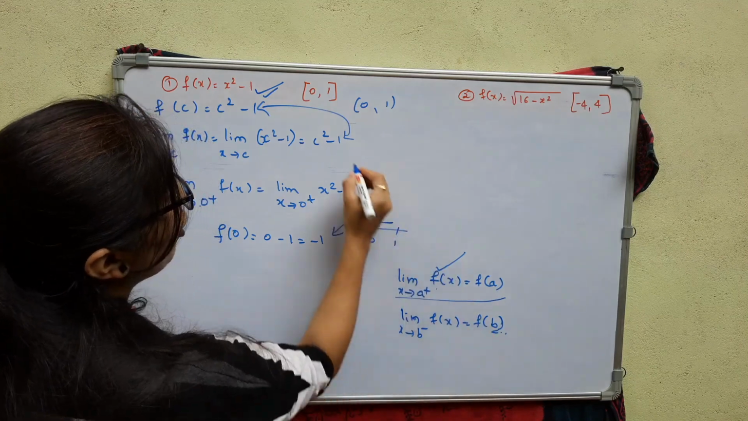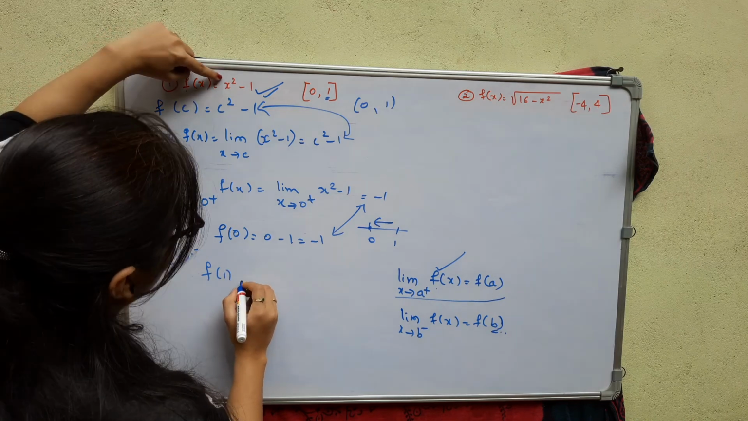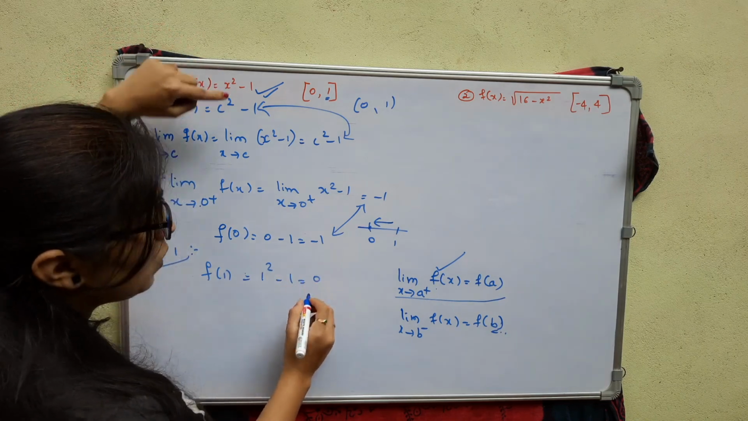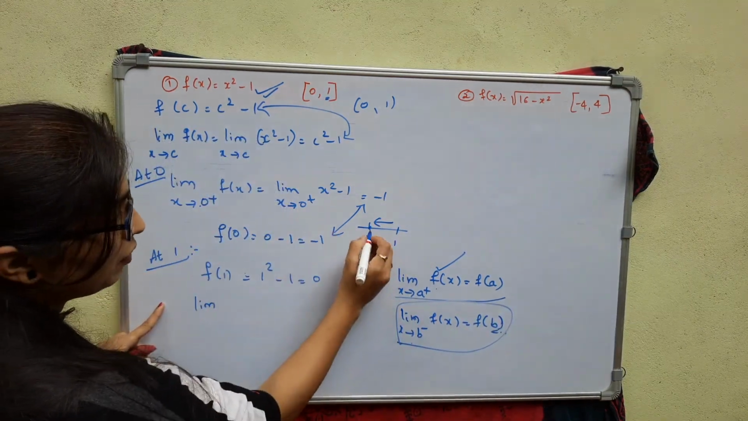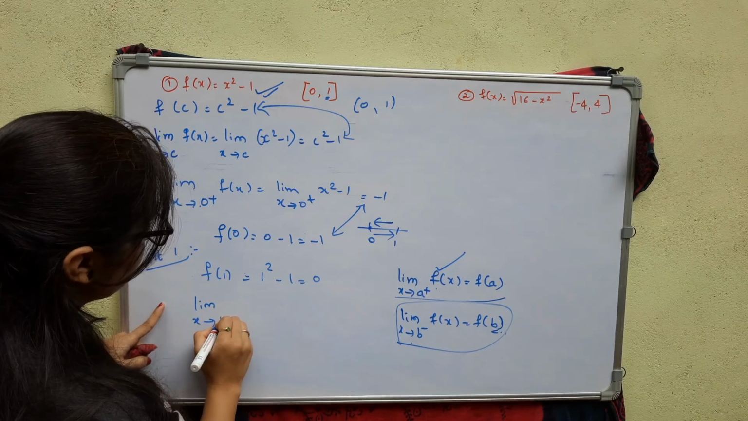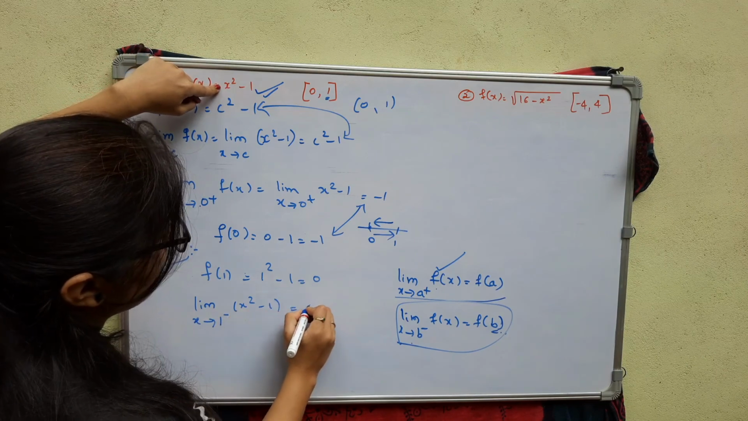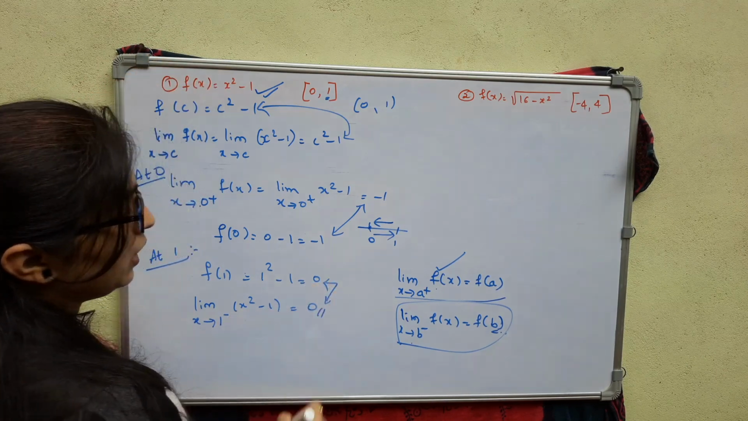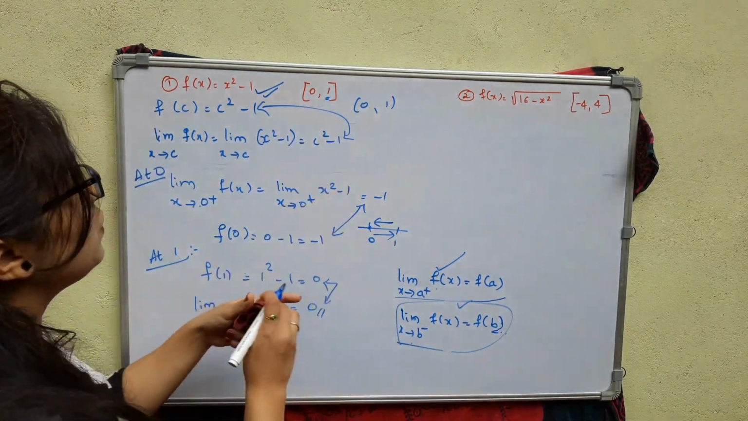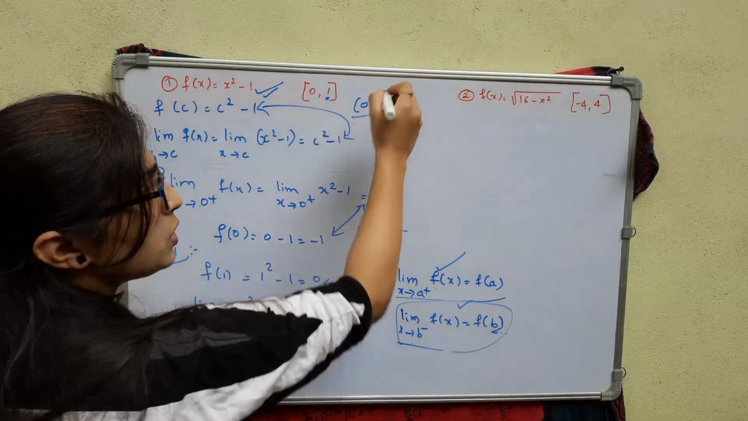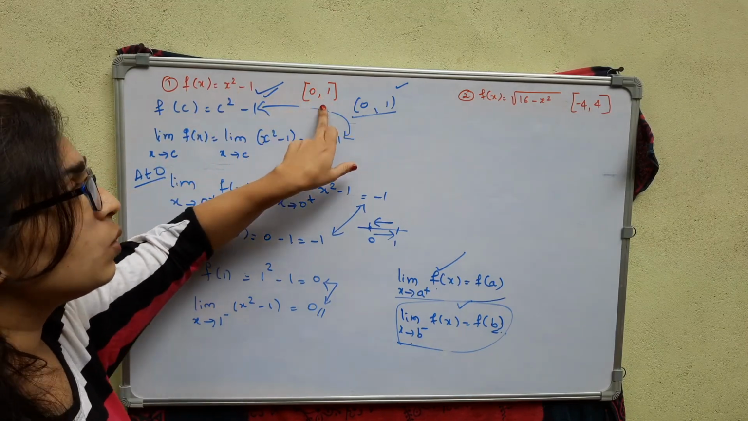Next, if I consider the point b, that is nothing but 1, f of 1 will be equal to 1 square minus 1, that is equal to 0. It should be continuous from the left, so as x approaches 1 minus, f of x is x square minus 1, so this is equal to 0. So these both are also equal, so this condition also is right. Next, we said at any point in the open interval it is continuous also. So I can say this function f of x is continuous in this closed interval.